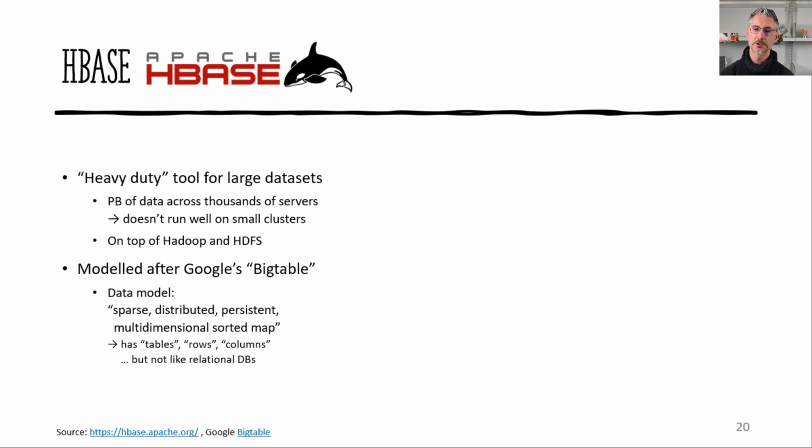If you have a very large data set, then HBase is probably the one you want to look at. If you have, for example, many petabytes of data across thousands of servers. So for most of our applications, it's probably not ideal because it doesn't run well on small clusters. But if you have a very large database, then you need to look at this approach. It's modeled after Google's Bigtable, which is proprietary, but they sort of reverse engineered the publications around Bigtable and created this database.